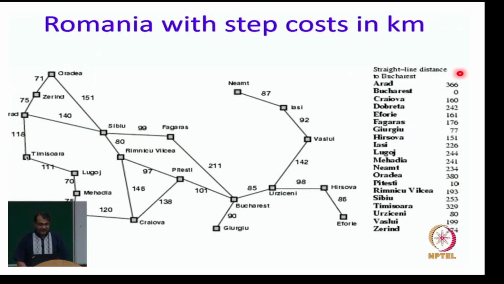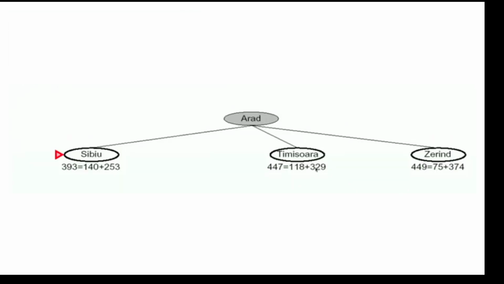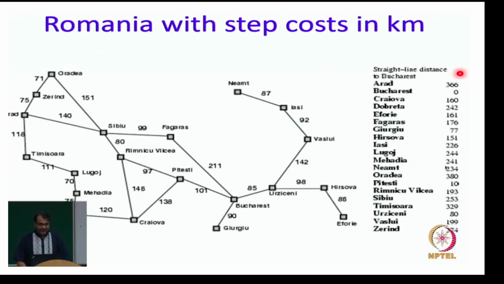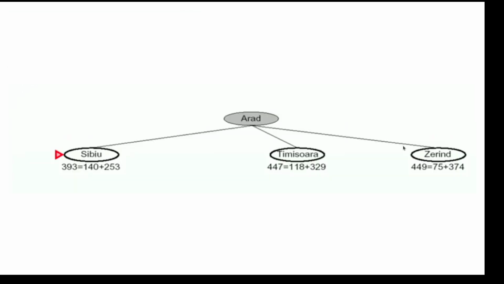For RBFS, for this one path, it is 118 plus the cost of this node, which is 329. So 118 plus 329, which is 447. Similarly for the other one, Timisoara, 75 plus something. So which one should I expand? The one which has the minimum. So this 393 one is the okay one, right? So we are going to expand Cebu.